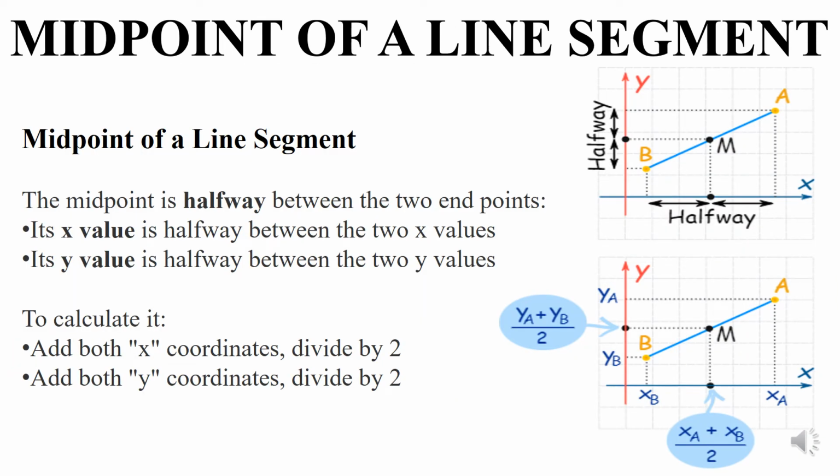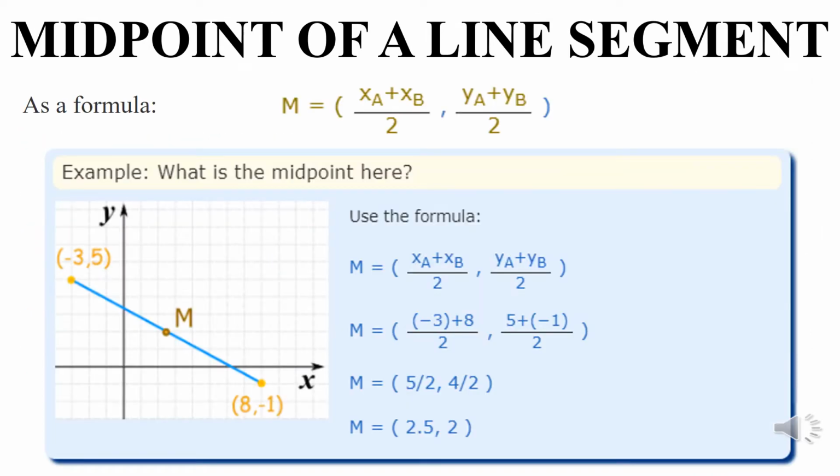Midpoint of a line segment. The midpoint is halfway between the two endpoints. Its x value is halfway between the two x values. Its y value is halfway between the two y values. To calculate it, add both x coordinates, divide by 2. Add both y coordinates, divide by 2. As a formula, M equals ((xA plus xB) divided by 2, (yA plus yB) divided by 2).